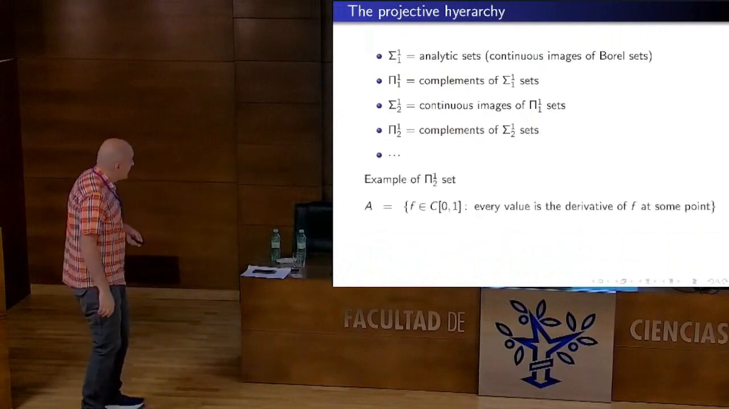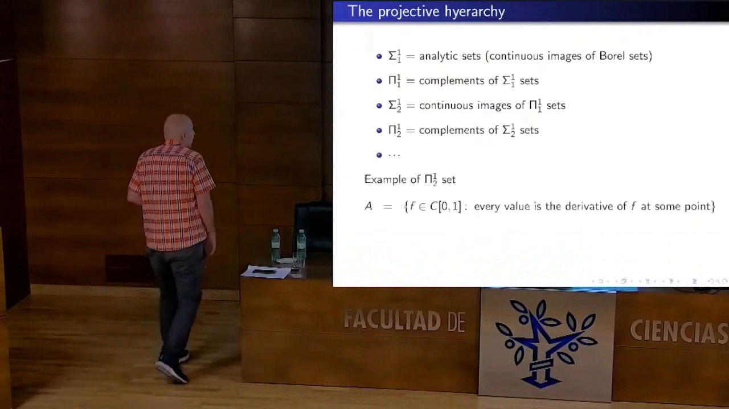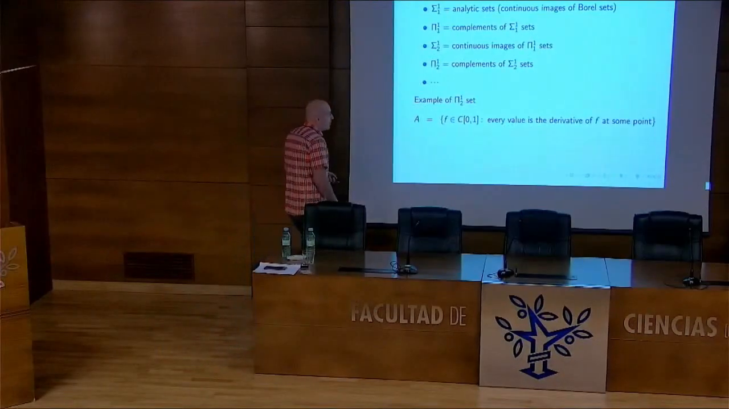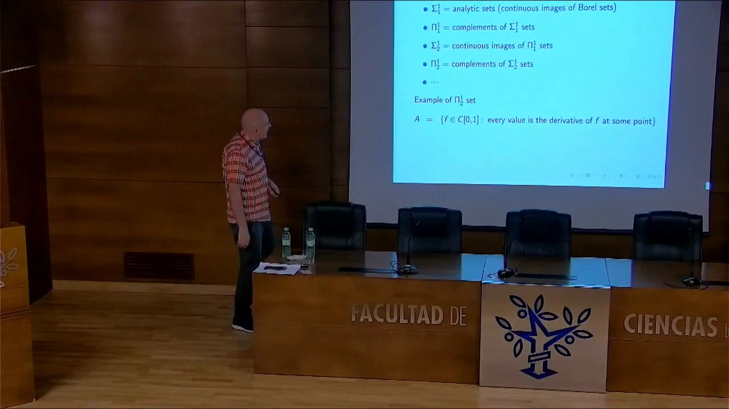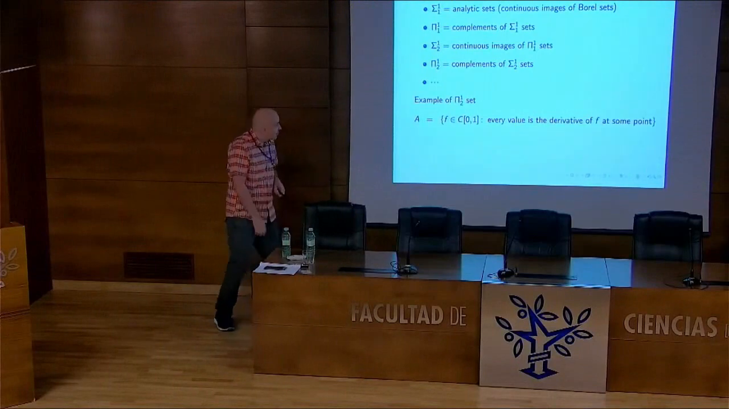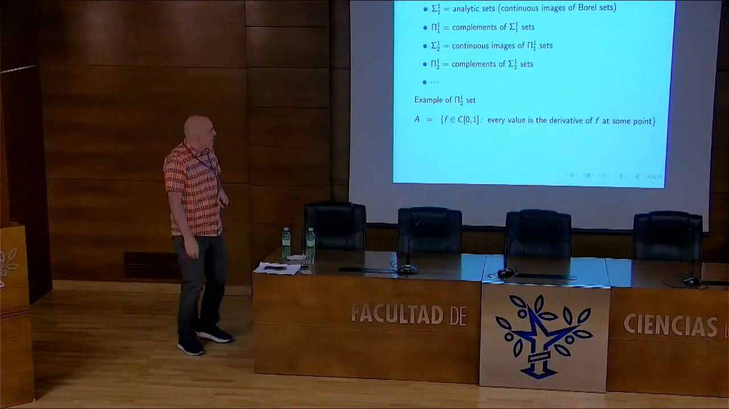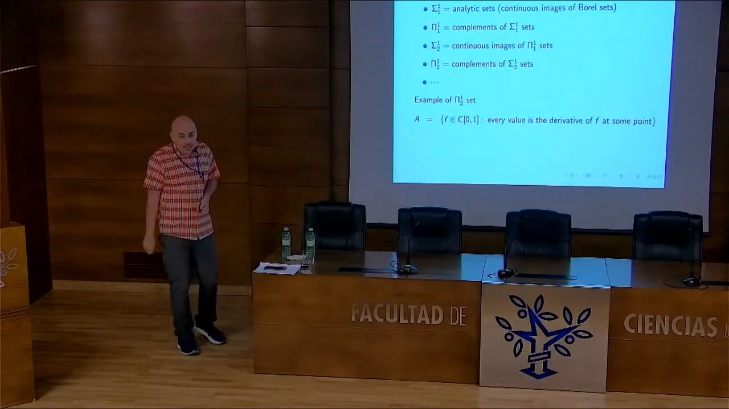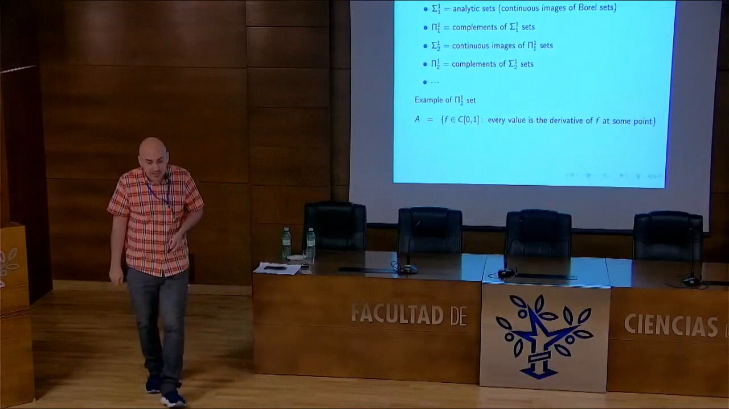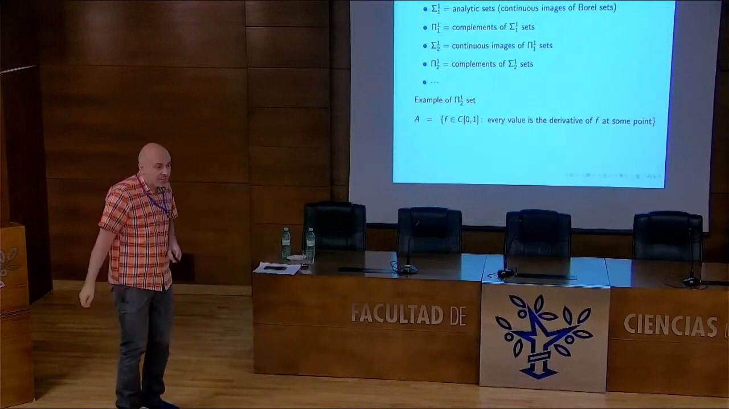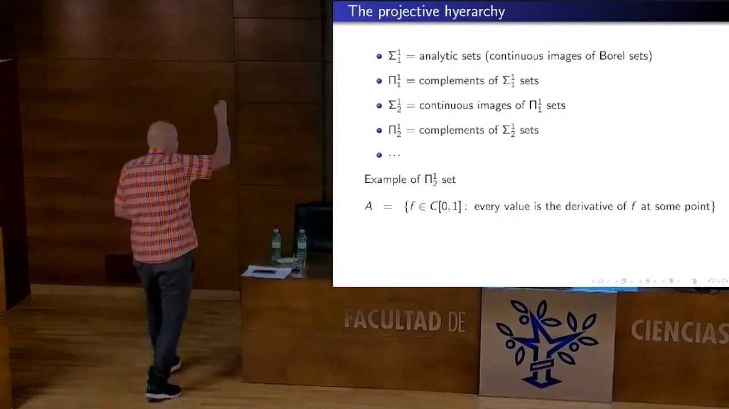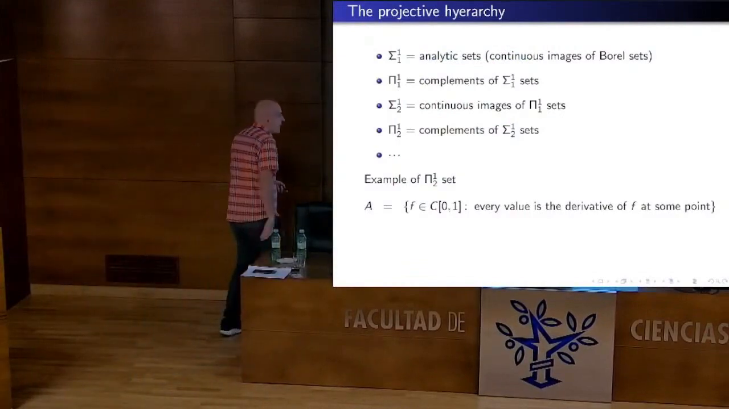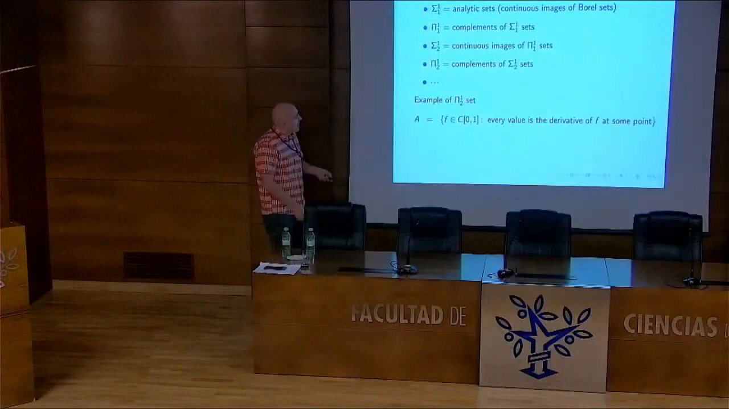And just as a practical matter, how does one usually recognize sets of this form? For instance, take the set A of all continuous functions on the unit interval such that every real number is the value of the derivative at some point of f. So it has a lot of differentiable points, and the derivative takes any real value. I claim this is a Pi 1 2 set. Why is it a Pi 1 2 set?